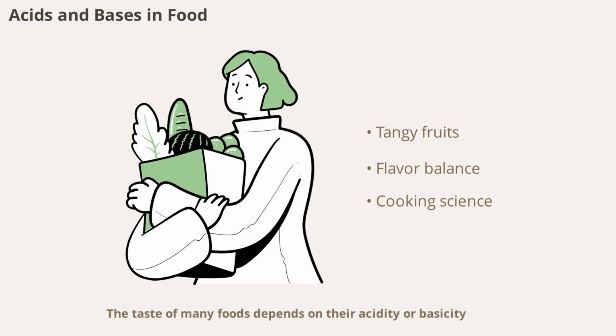The taste of many foods depends on their acidity or basicity. Lemons and oranges are acidic, giving them a tangy flavor, while some vegetables are slightly basic. Chefs use this knowledge to balance flavors in dishes, creating delicious meals.